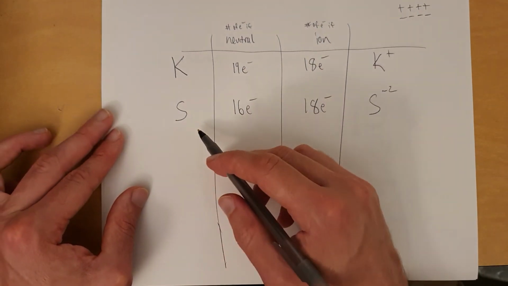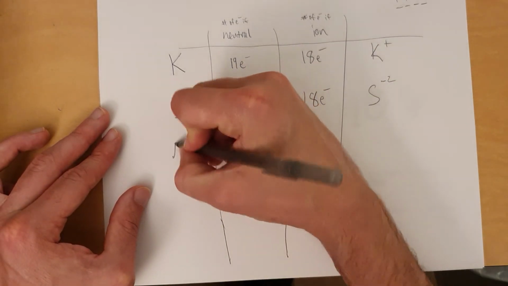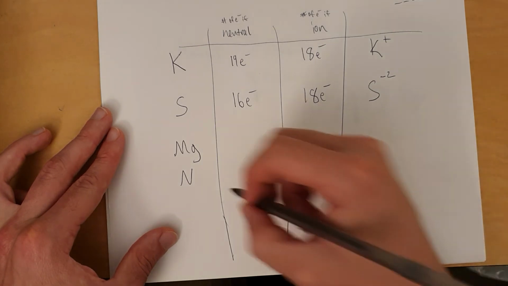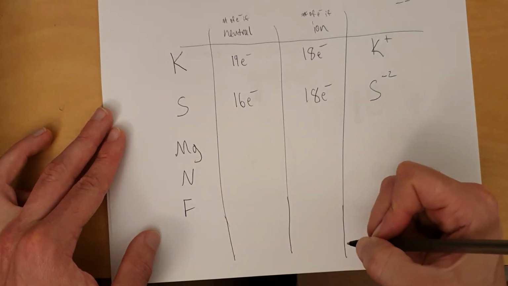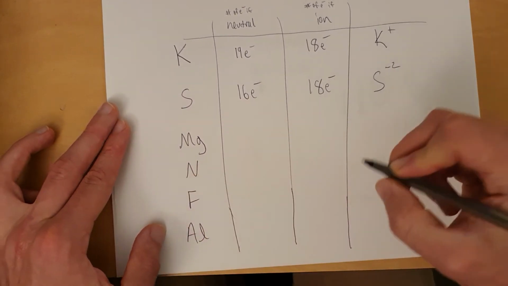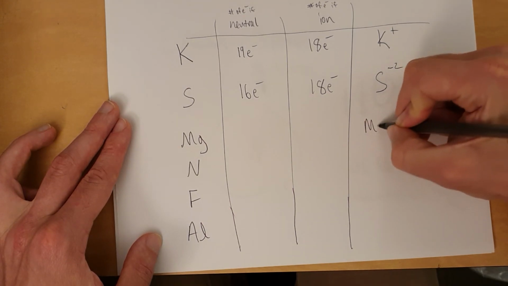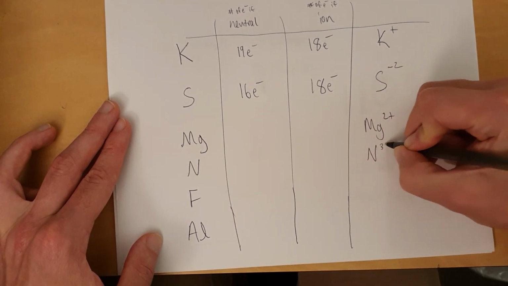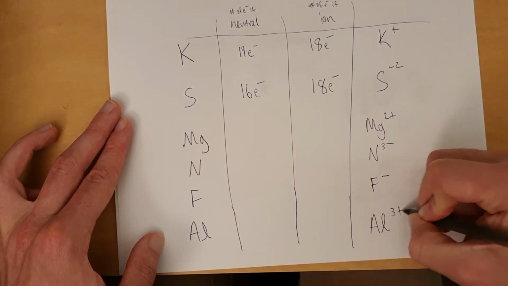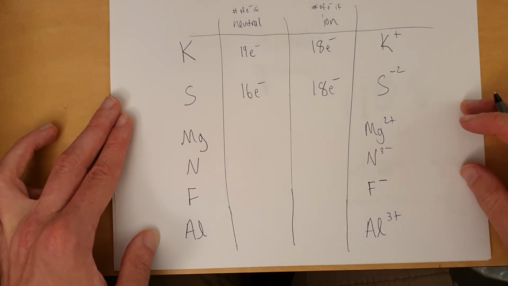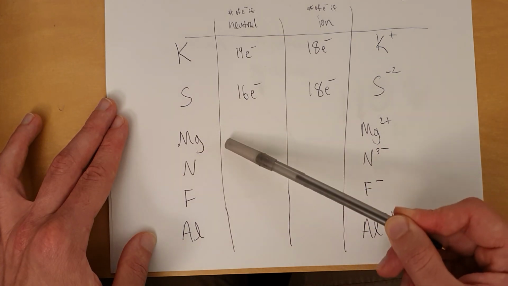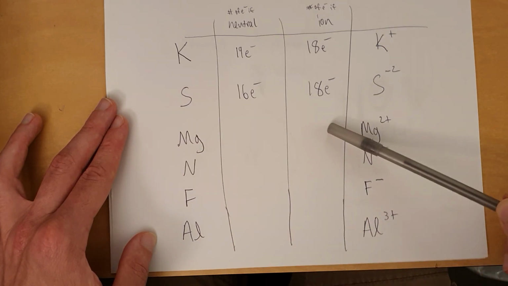So let's practice. Let's do the examples of magnesium and nitrogen and fluorine and aluminum. Now, just to let you know, magnesium becomes a 2+, nitrogen becomes a 3-, fluorine becomes a 1-, and aluminum becomes a 3+. Go ahead, pause the video now, predict how many electrons the neutral atom has and how many electrons the ion would have. Pause now and try it out.